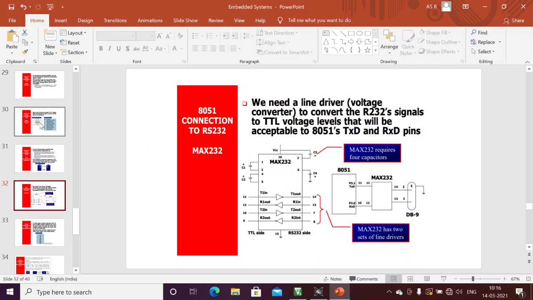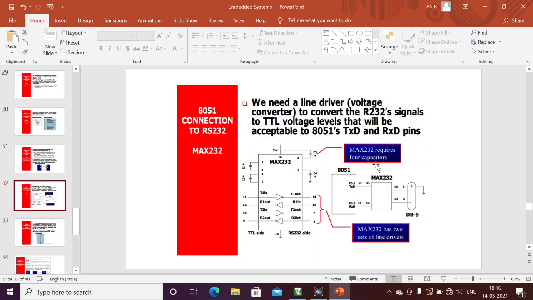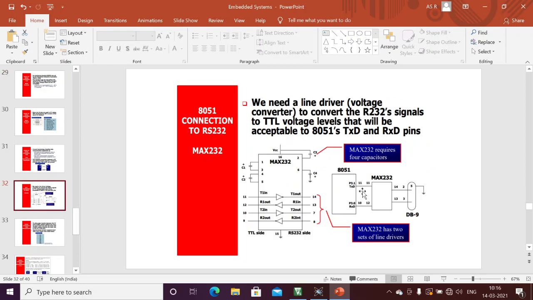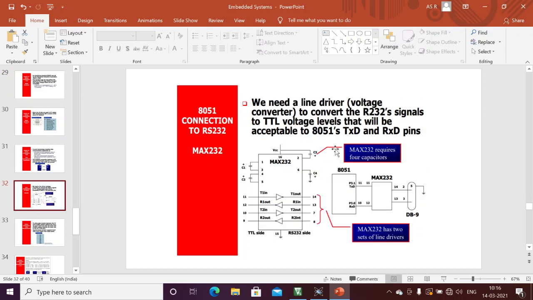It will convert from these voltages to these voltages. Logic 1 is represented as -3 to -25 volts. Logic 0, which is 0 volts on the TTL side, will be converted to +3 to +25 volts. These are mainly to convert the TTL to RS232 logics, and RS232 to TTL, using this MAX232 IC. By using these capacitors only, we are converting the voltages to -3 to -25 volts and +3 to +25 volts. Whatever the TTL logic, logic 0 means 0 volts, logic 1 means 5 volts, and these TTL logics we are converting to -3 to -25 and +3 to +25 by using this MAX232 IC.